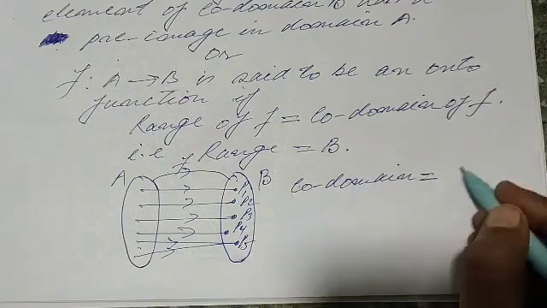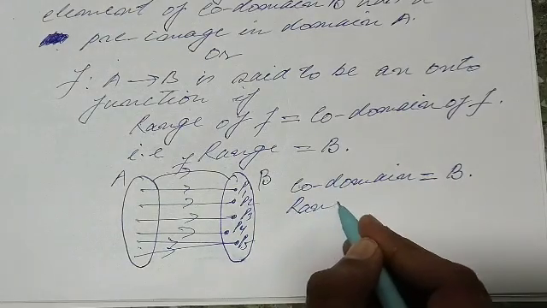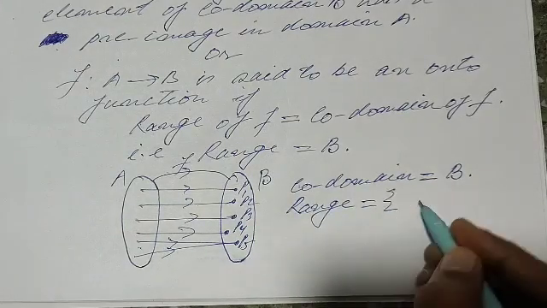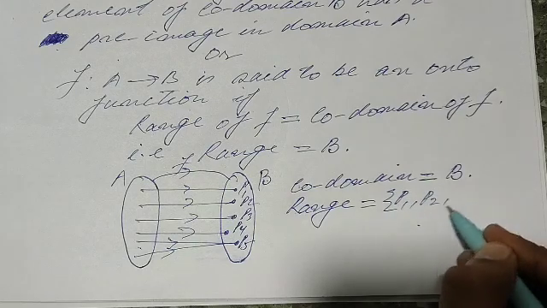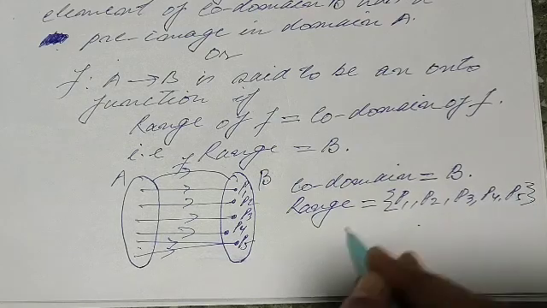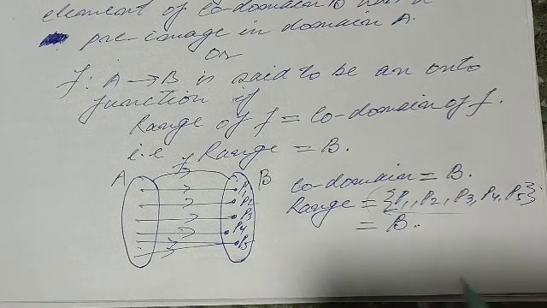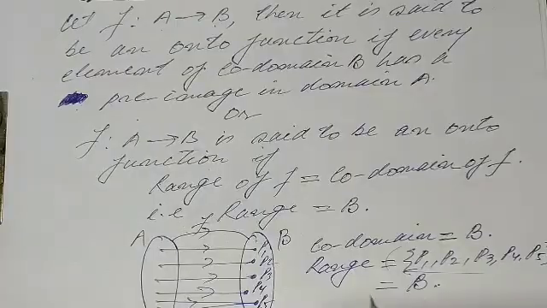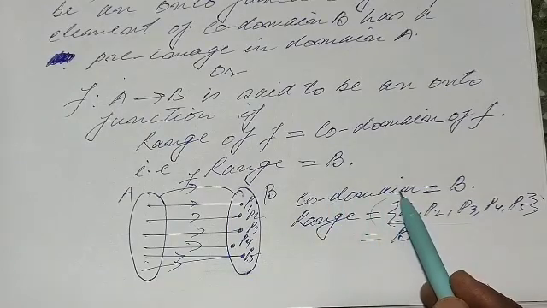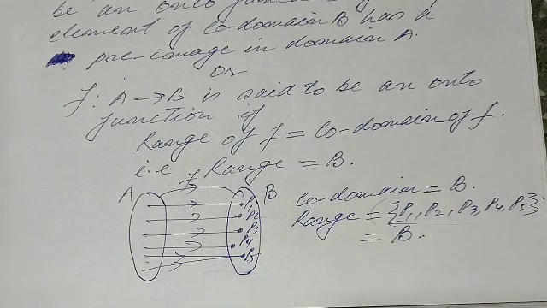So the codomain of f is the set B, and the range is equal to {P1, P2, P3, P4, P5}, because every element has a pre-image. So obviously this set is the set B, the whole codomain. In that case, the codomain and range are both equal to each other. So this kind of function is said to be an onto function or a surjective function or simply a surjection.